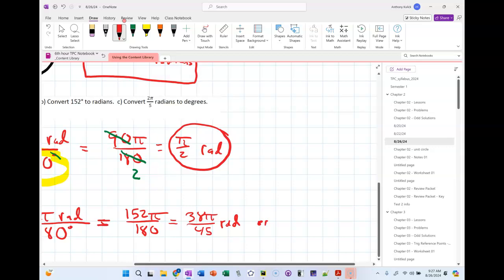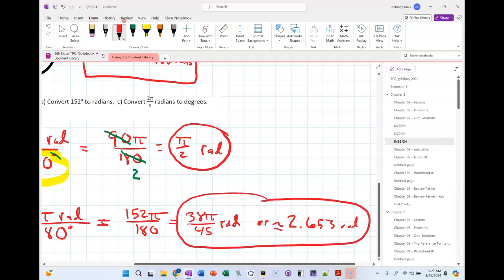Or if we rounded that, you would have gotten about 2.653. Again, that's a funny enough fraction that if you gave a decimal, I would not be surprised if they gave a decimal. Tommy? No. Where'd you get 45?